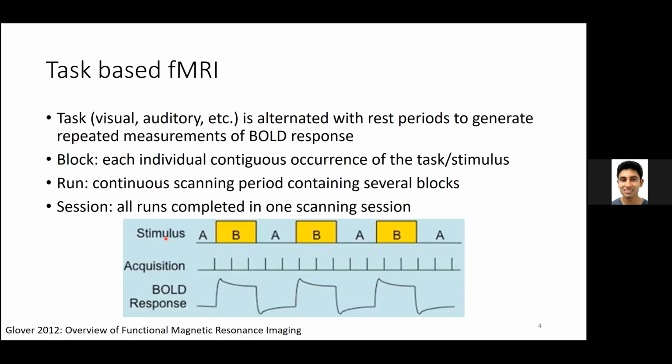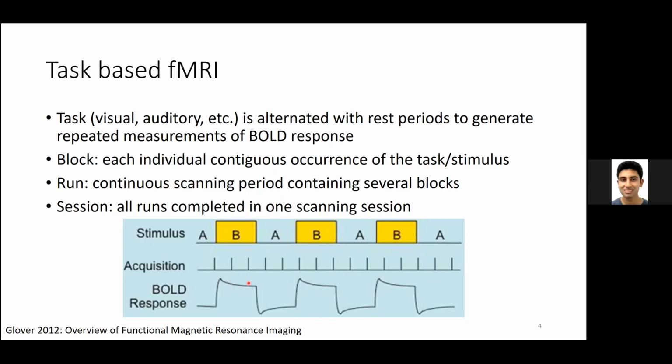Here's an example of a common block-based fMRI experiment. You have a block, which is a single contiguous occurrence of the task or stimulus. The task is usually some visual or auditory or motor-based task. And then you have this alternating sequence of a block followed by a rest period, block followed by a rest period. What we're going to assess over the course of this talk is across block variance.